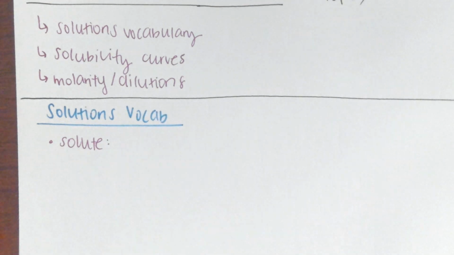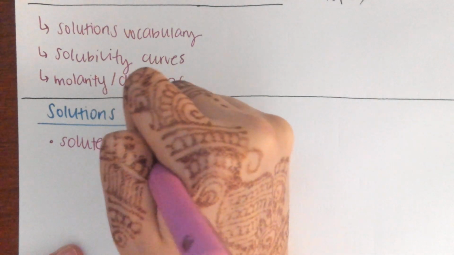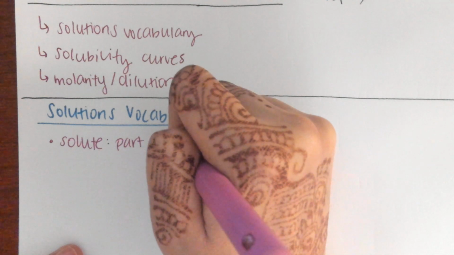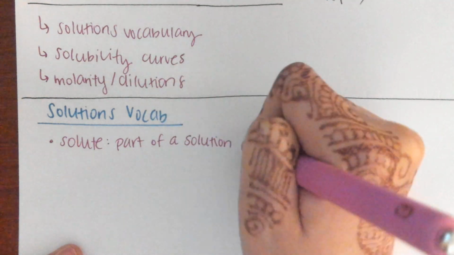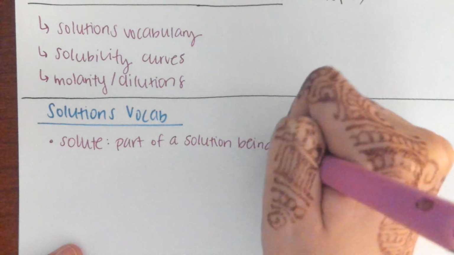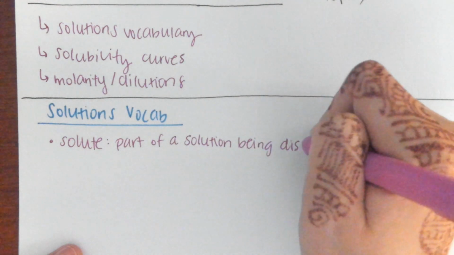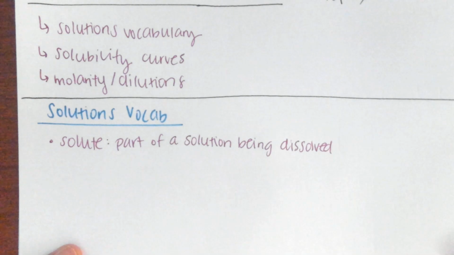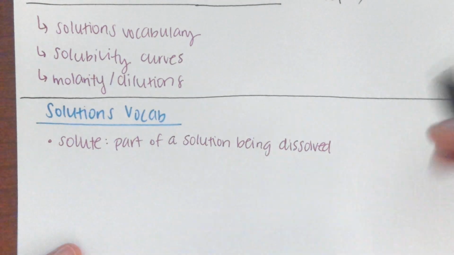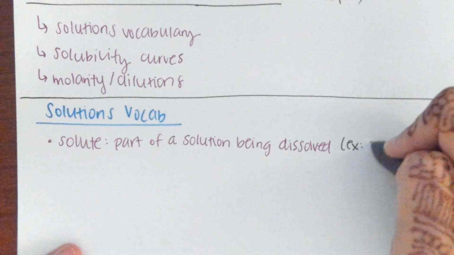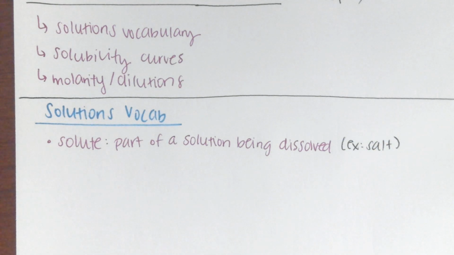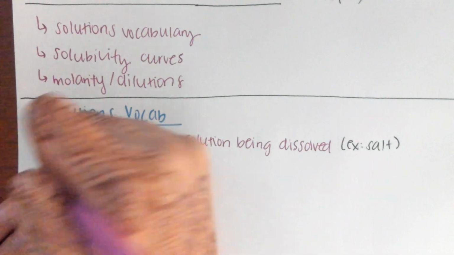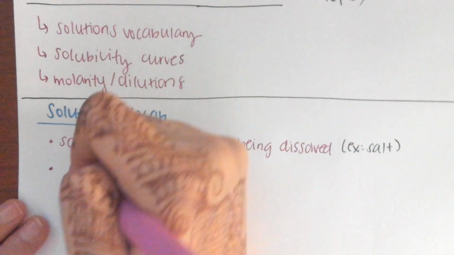It's being dissolved, exactly. So the part of the solution being dissolved. So in this case, the example would be salts or sugar or Kool-Aid. Then we've got water. Well, solvents. Water.